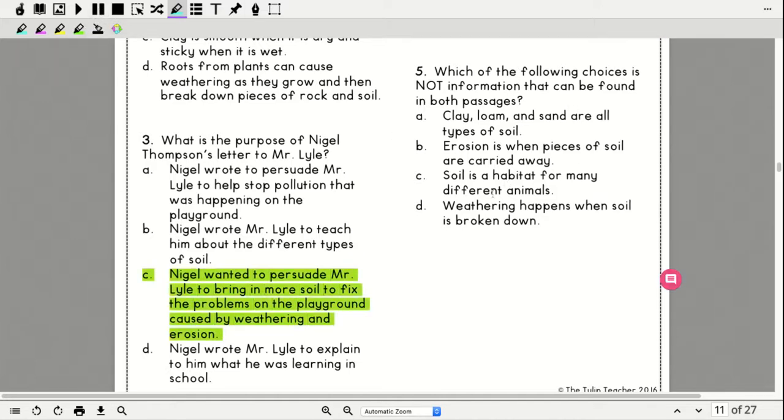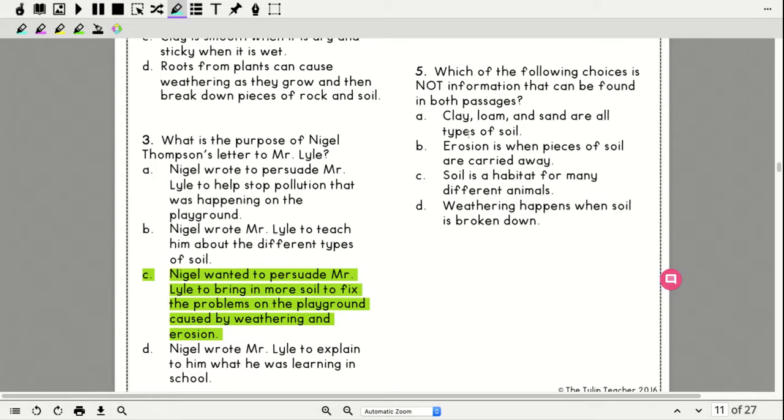Okay, come over to number five. Which of the following choices is not information that can be found in both passages? So, A, clay, loam, and sand are all types of soil. B, erosion is when pieces of soil are carried away. C, soil is a habitat for many different animals. And D, weathering happens when soil is broken down.